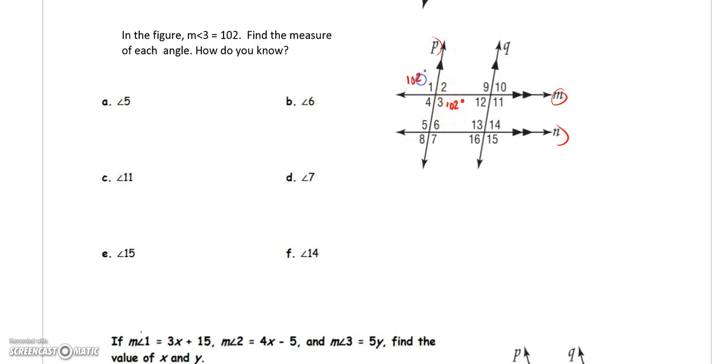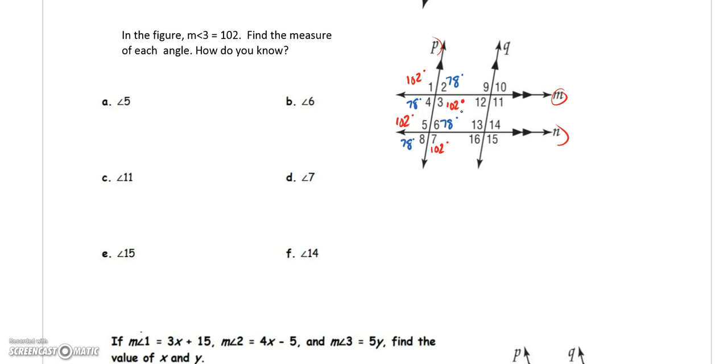Angle 1 is going to be 102 because it's vertical with 3. 1 and 5 are corresponding. 5 and 7 are vertical. Now, angle 1 and 2 are a linear pair, so they have to combine to be 180. 2 and 4 are vertical. 4 and 8 are corresponding. 8 and 6 are a linear pair. Okay, so I'm not going to fill in A through F. I'll just fill them all in on this table.